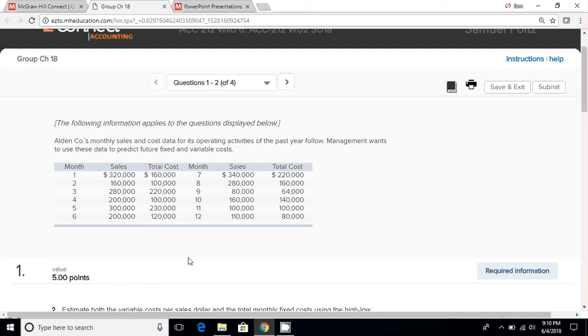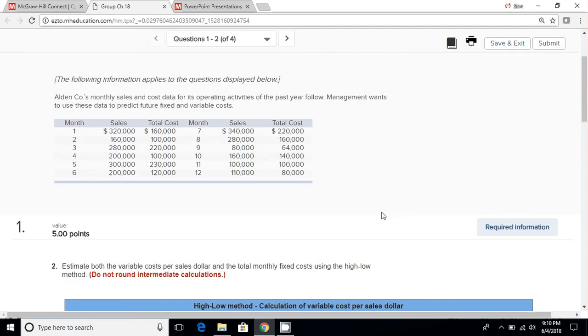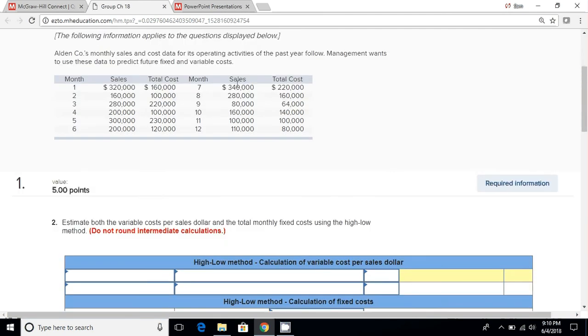What month do you think is going to be our high? Okay, yep, 340,000. And then which month is going to be our low? You probably guessed it too. It's going to be the 80,000, number 9, right there. Okay, so we have a high month at 7, a low month at 9. There's our cost at high and our cost at low.